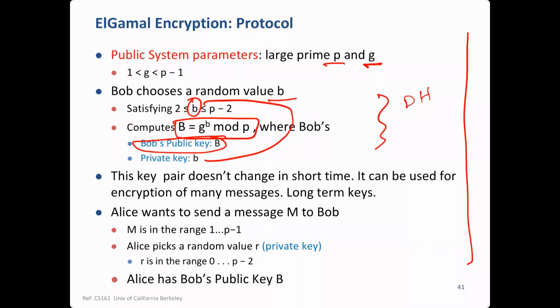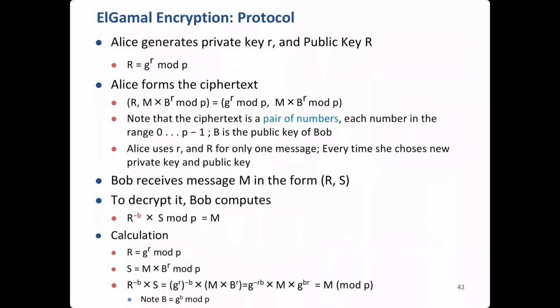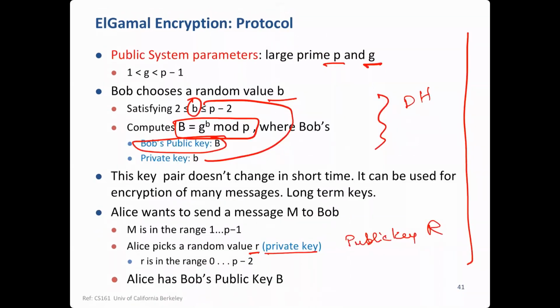All right. Now similarly, Alice also chooses her private key, which is R, and from this she generates her public key, which is capital R, if I'm not wrong. Okay, yeah. So Alice has private key R and public key capital R. Bob has private key B and public key capital B. Now Alice wants to send message M to Bob.